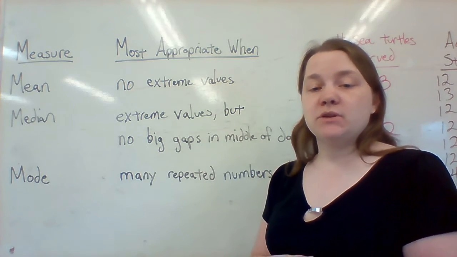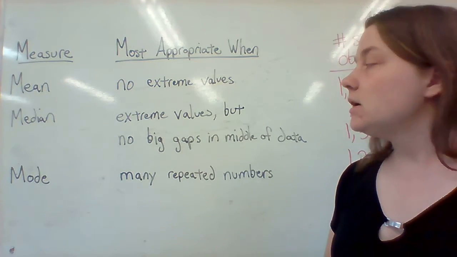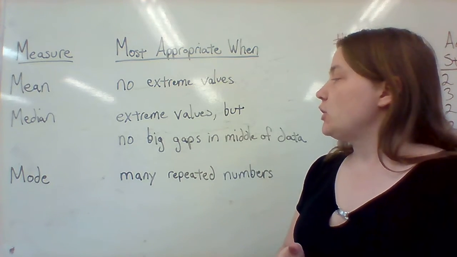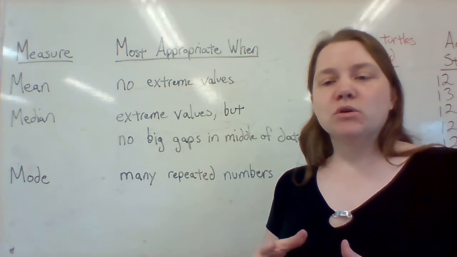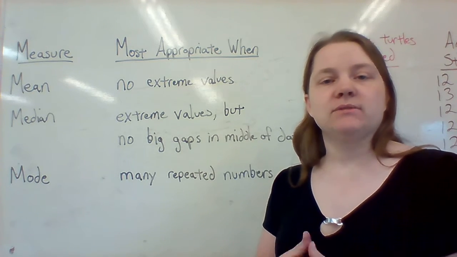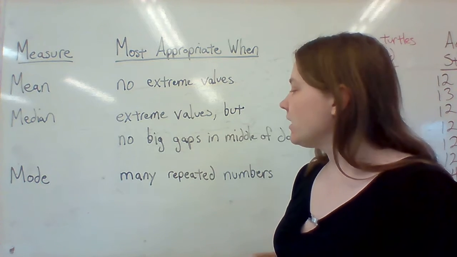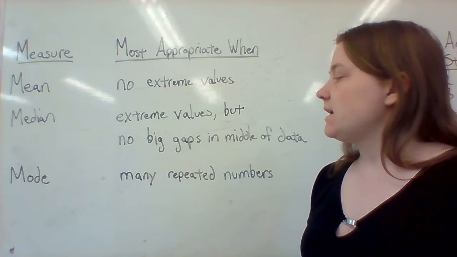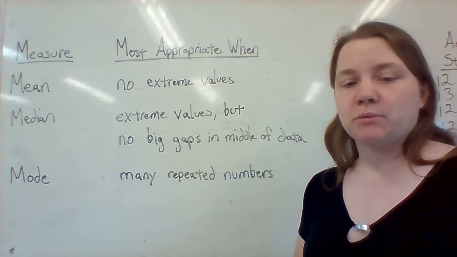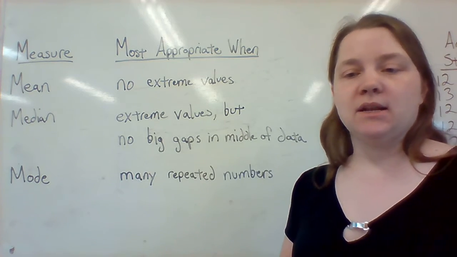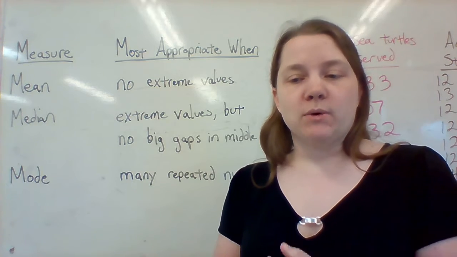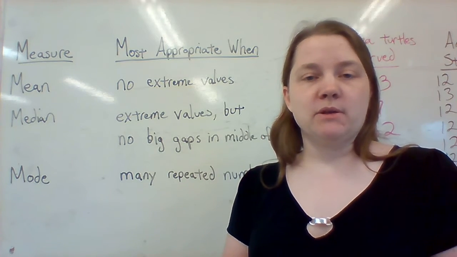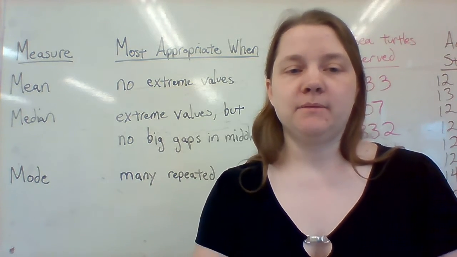Then we have the median. The median can be used when there are extreme values. You're going to want to make sure that there are no big gaps in the middle of the data, and that most of the numbers are relatively clustered in the same area. The mode is a measure that is most appropriate when there are many repeated numbers. So when you see a lot of the same number, that's when the mode will give you the best snapshot of what's going on.